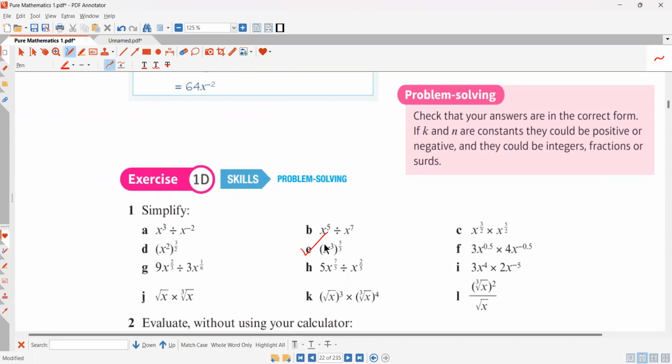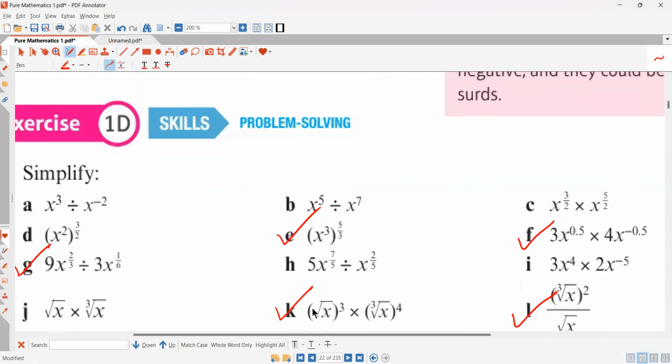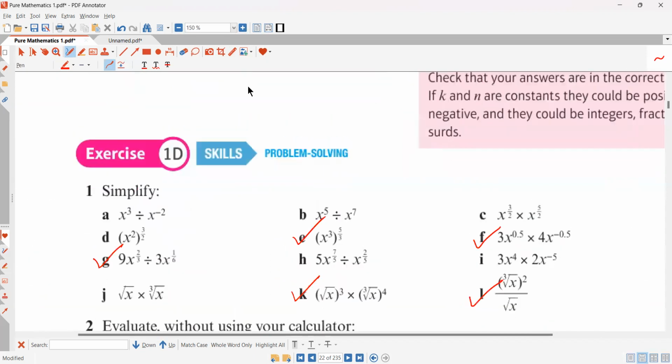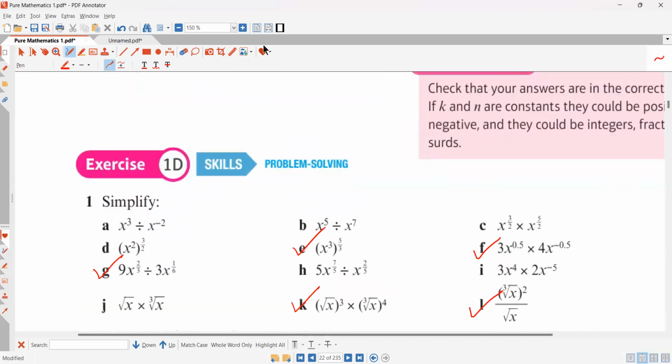Do E, F, G, J, K, L. Do these. Once you finish these, anywhere you have doubts, you ask me. I will solve those. I'll zoom in a bit so that you guys see it in the projector. Here it is. I'll pause the recording now.